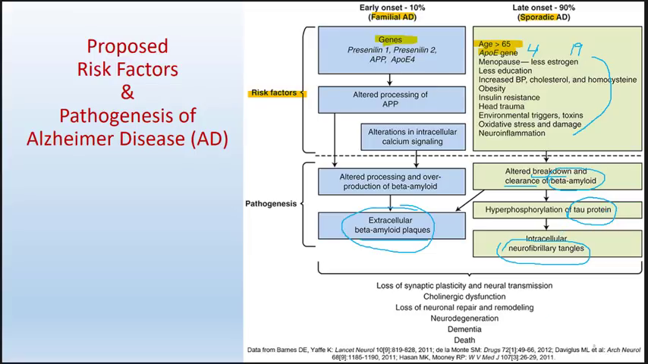And then what this all leads to is changes in the synapse and how it functions, the neural transmission as well, so how the nerve transmits along nerves. There's cholinergic dysfunction. Cholinergic has to do with the release and response to acetylcholine. There'll be loss of the ability to repair and remodel itself from injury. Neurodegeneration is seen, dementia, and then death.